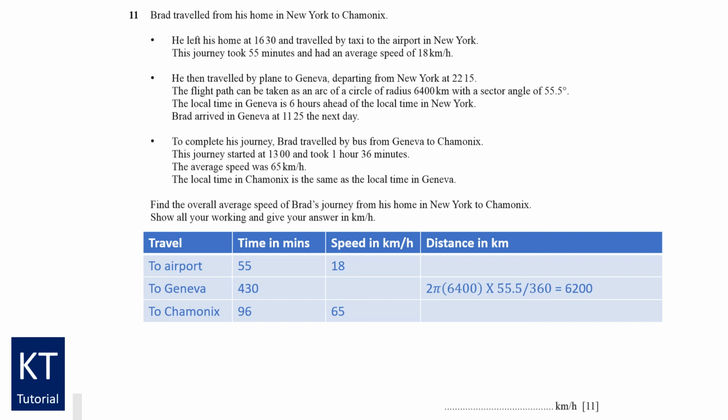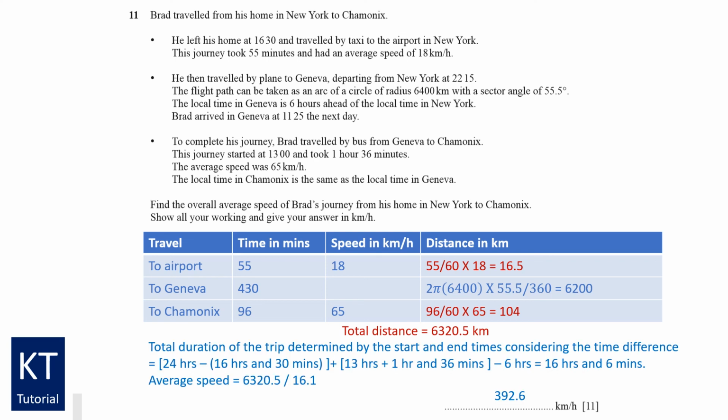Next, we complete the distance in km column of the table for Brad's travel to the airport and to Chamonix to identify the total distance he has traveled, followed by the total duration of Brad's trip as determined by the start and end times considering the time difference. The average speed is simply the total distance divided by this total duration.